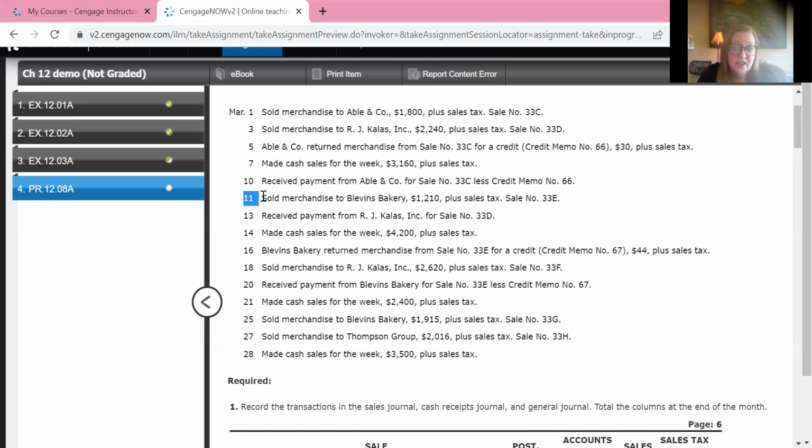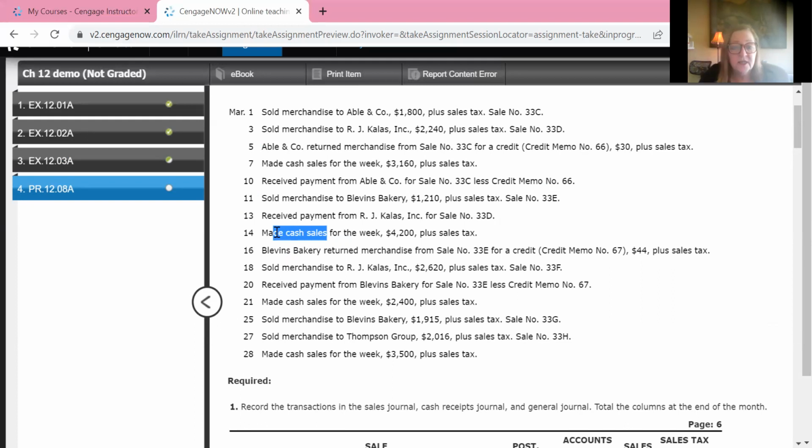If it says you sold merchandise, it's most likely on account. I mean, it's really the only place you can put it is in the sales journal. All right, and then if we receive payment, you can guarantee it's going to show up in that cash receipts journal. 13th is cash receipts journal. And then when you make cash sales, again, that's going to cash receipts journal. So the 14th is cash receipts journal.